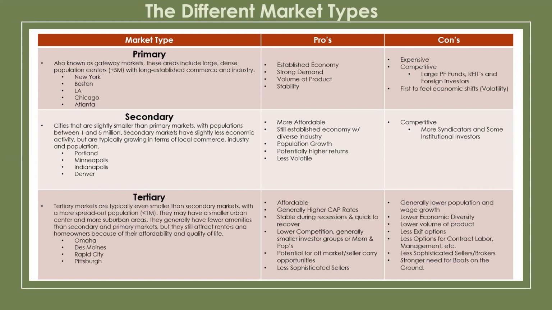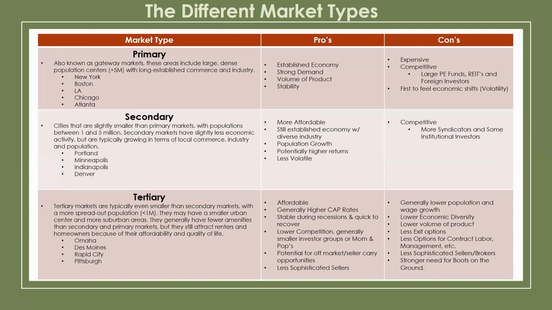Some of the pros on a tertiary market is they're generally the most affordable, and that's due to lack of overall competition, lower volume of products. You'll see higher cap rates, potentially higher returns, all due to that lower competition. Generally, in these areas you're more apt to be able to source potentially off-market deals and maybe some seller carry or finance opportunities, and less sophisticated sellers.